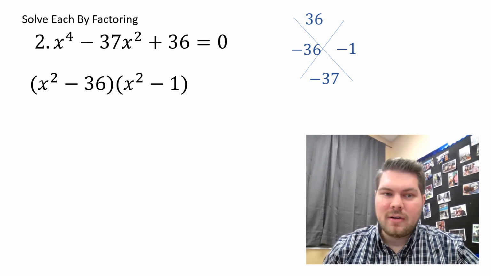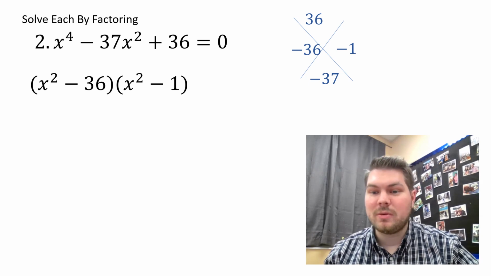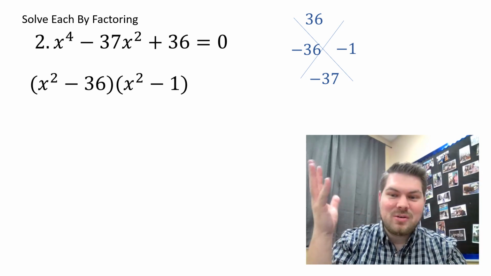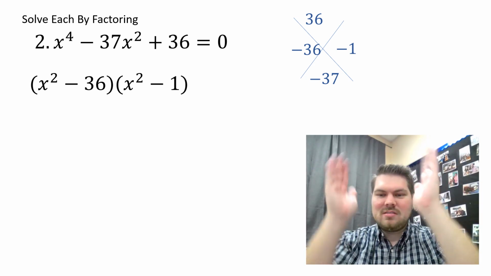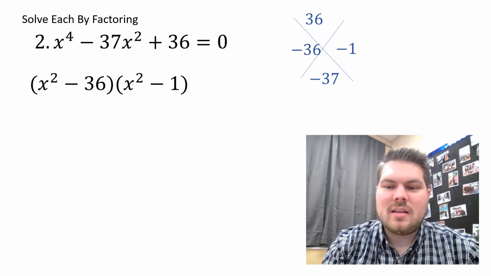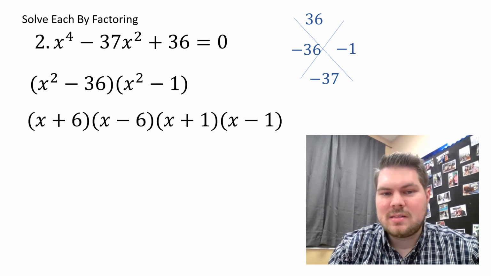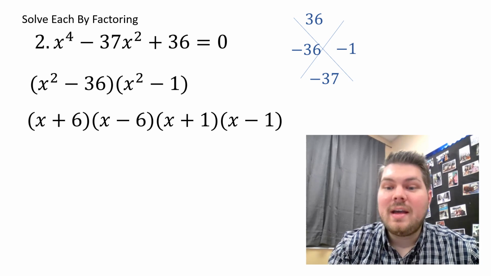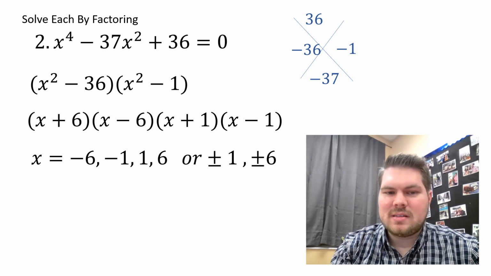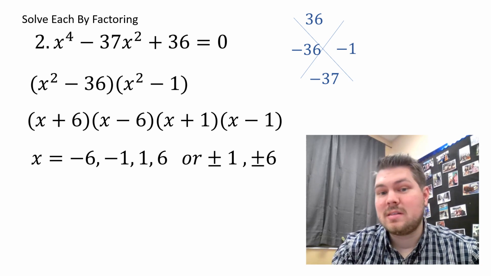And remember, the only difference is that it's x squared minus 36 and x squared minus 1, which means, guys, we have a difference of squares. A difference of squares. So, I guess I should have done that. That's a rectangle. Anyway, this becomes x plus 6, x minus 6, x plus 1, x minus 1. And we're going to set all of that equal to 0. And you get -6, -1, 1, 6. Or you can just leave it as plus or minus 1, plus or minus 6.